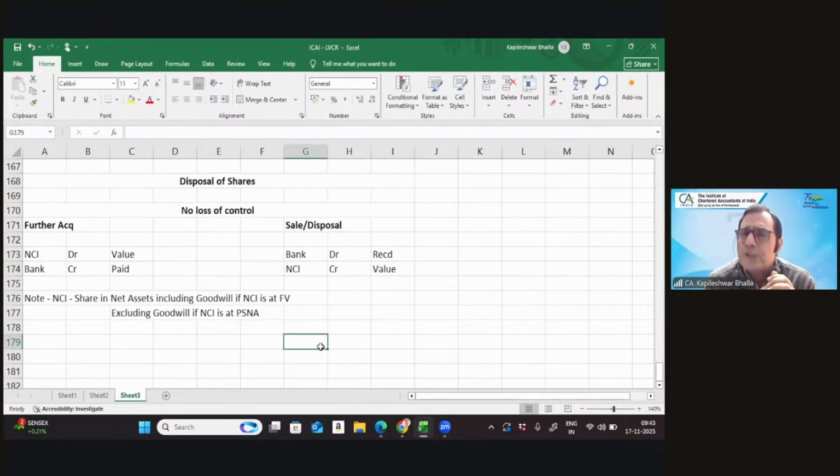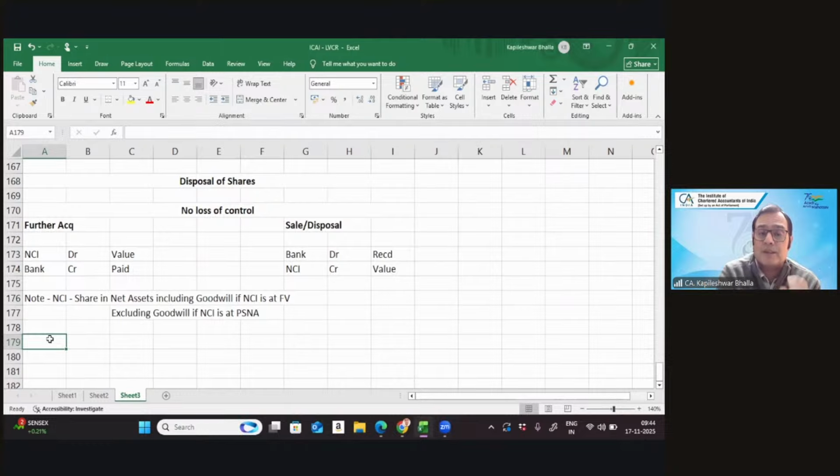And where will the difference go? When you're going to capture this, where is the difference going to be translated? It is a transaction which is with the equity itself. The shareholders are dealing with each other. Is the difference going to be taken in the P&L or is it going to be taken somewhere else? And that's rightly given. It's going to be taken in equity.